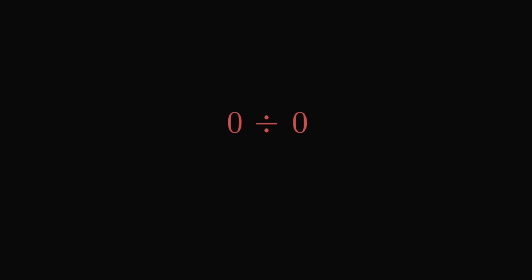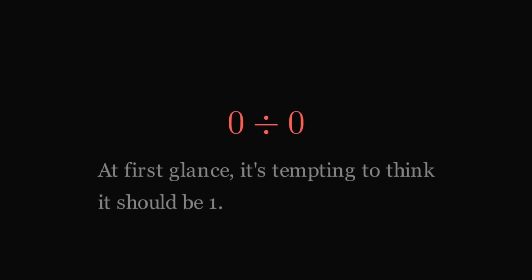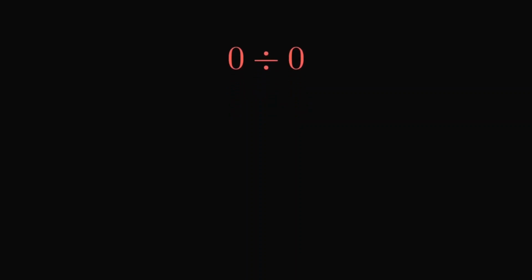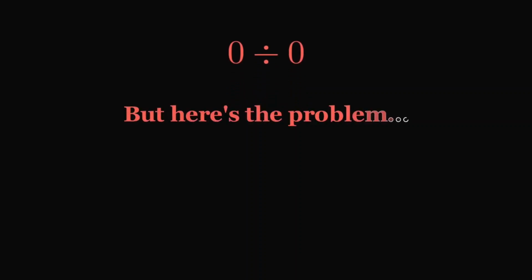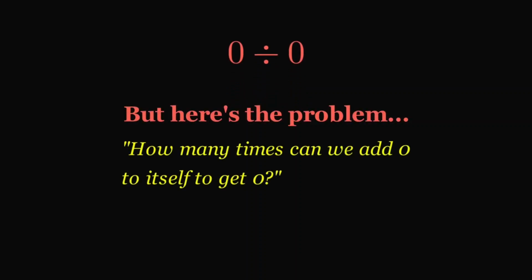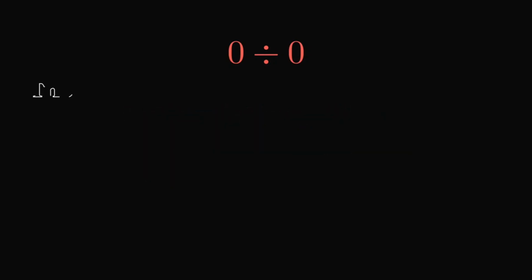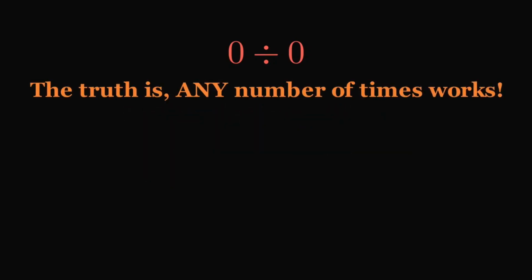But now comes the most interesting case. 0 divided by 0. At first glance, it's tempting to think it should be 1. After all, any number divided by itself is 1, right? But here's the problem. How many times can we add 0 to itself to get 0? The truth is, any number of times works.